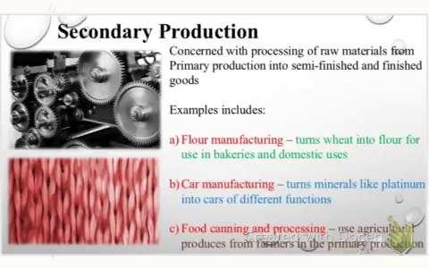Then lastly, food canning and processing, which use agricultural produce like beans from farmers in the primary production. For example, there are baked beans, which are ready for consumption.